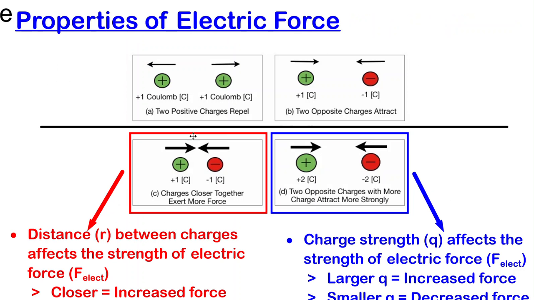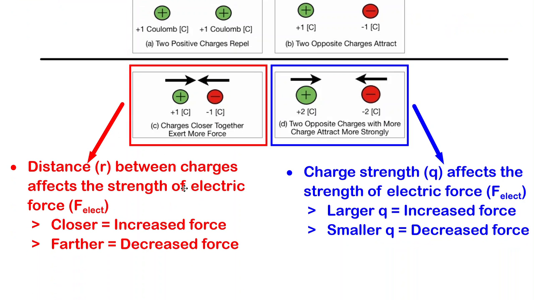And so what we find is that there is a relationship between distance, charge, and electric force. And so that relationship is distance, which we represent r, because we're talking about the distance between the center of the two charges. So distance r between the charges affects the strength of the electric force. The closer they are, the more force there is. And the farther they are, the less force there is.